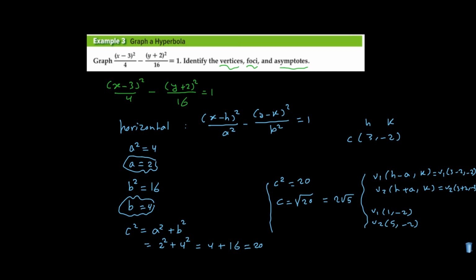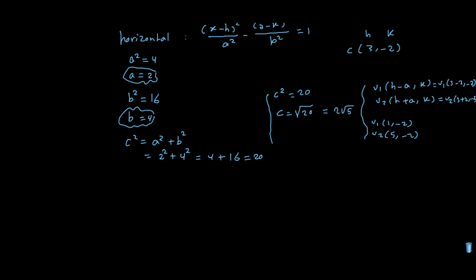Also, to find focus 1 and focus 2. For focus 1, it equals (h plus c, k). F1 has h equal 3, so 3 plus c, where c is equal to radical 5, and k is negative 2. F2 is the same: 3 minus radical 5, negative 2. These are the foci.